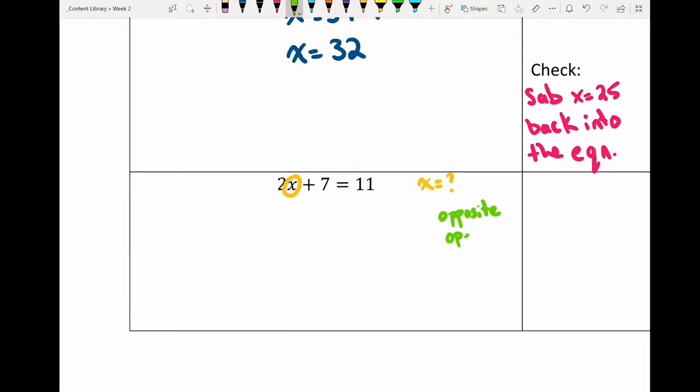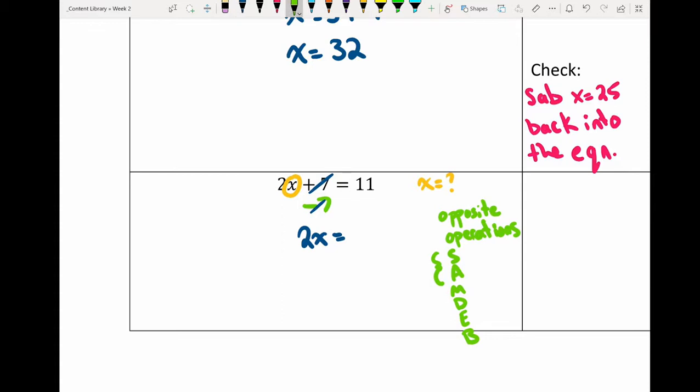So opposite operations, and I start with S, A, M, D, E, B, or SAMDEB, right? So the first thing I'm looking for is subtraction or addition. And I do have some addition here. I have the plus 7. So if I want to cancel out the plus 7, I have to minus 7 from the one side. When I do that, they cancel out, and I'm left with 2x.